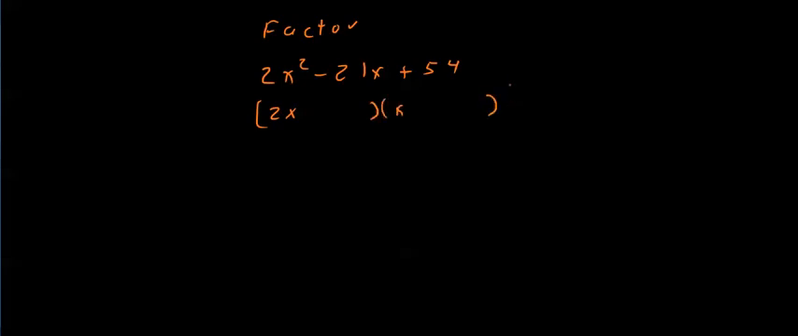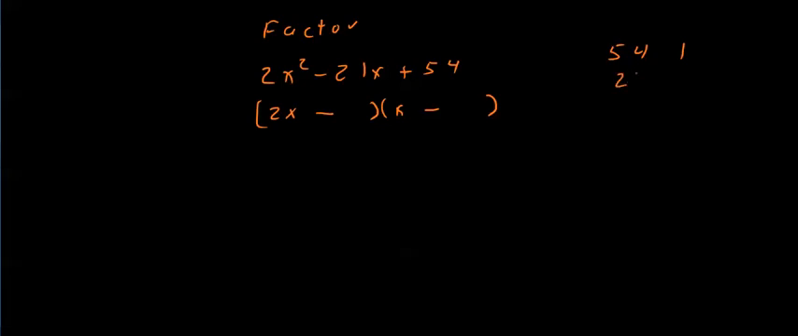All right, our last example, we want to factor 2x squared minus 21x plus 54. And we know that we have to have a 2x and an x. Because this is positive, these operations are either both negative, negative times negative is positive, or both positive. But because this is a negative, they both have to be negative. So now let's look at 54 and 1.